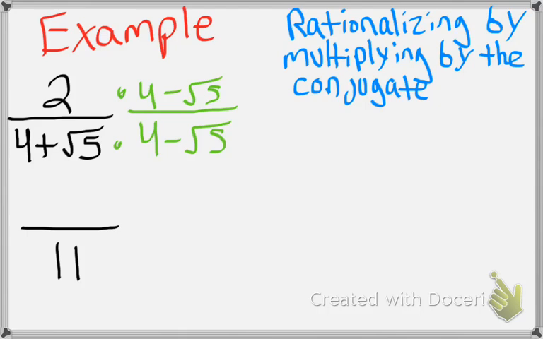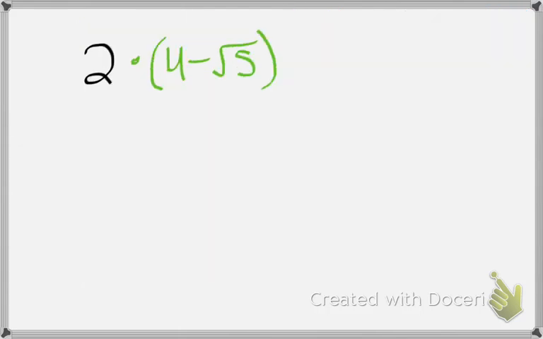So the denominator equals 11. We've rationalized it. It's a rational number. So now let's take care of the top. The top is a whole lot easier than the bottom. So now for the top, it's just the regular distributive property.